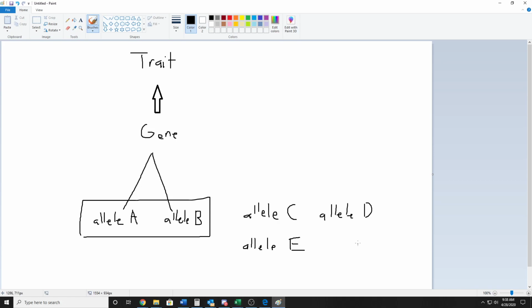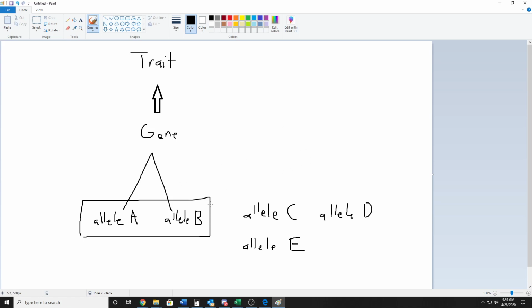So rabbits have 5 different alleles that can express different colors of fur. And so a parent may have any combination of these 5. It might have A and B. It might have A and C. It might have E and D. I mean, the possibilities are much greater than if you just had 2 different alleles. Do you see what I mean?